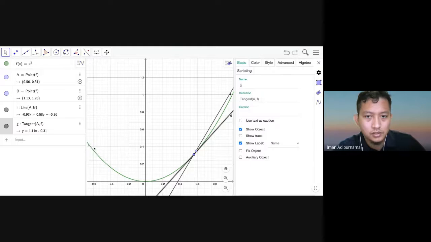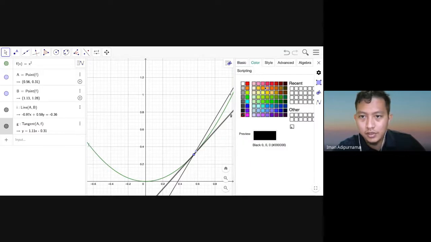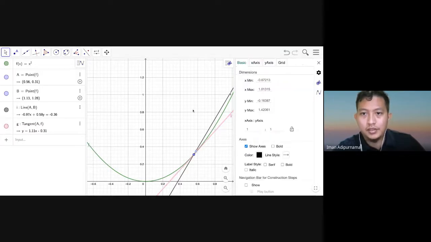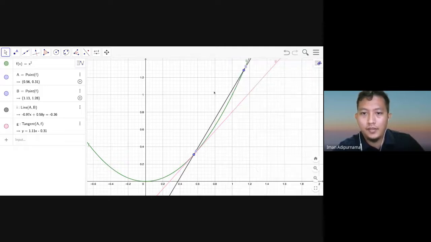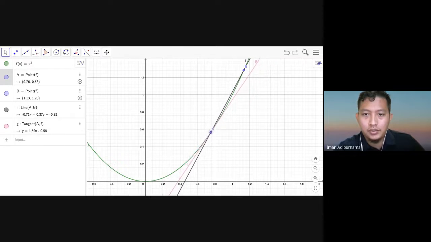Let me change the tangent settings to maybe pink. All right. Now, if we move here, you will see it has a little bit of change in every point, right?